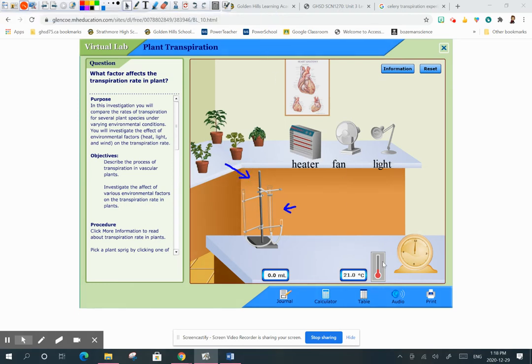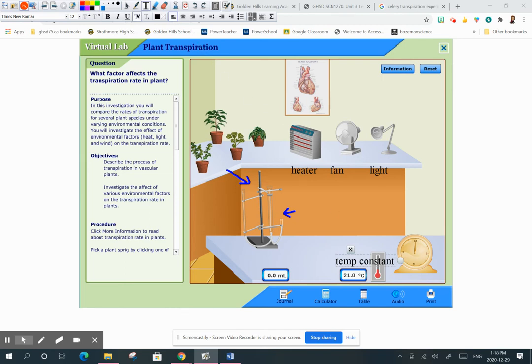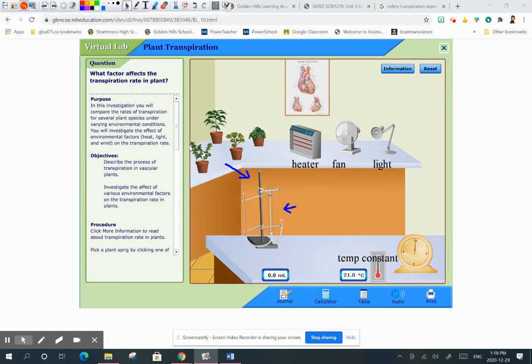Okay, and looks like we're keeping the room temperature constant. Okay, so temperature constant in the room. And we're going to select a different plant. We've got 4 different plants here. I'm just going to randomly grab one. And I'm going to put them into the little apparatus.